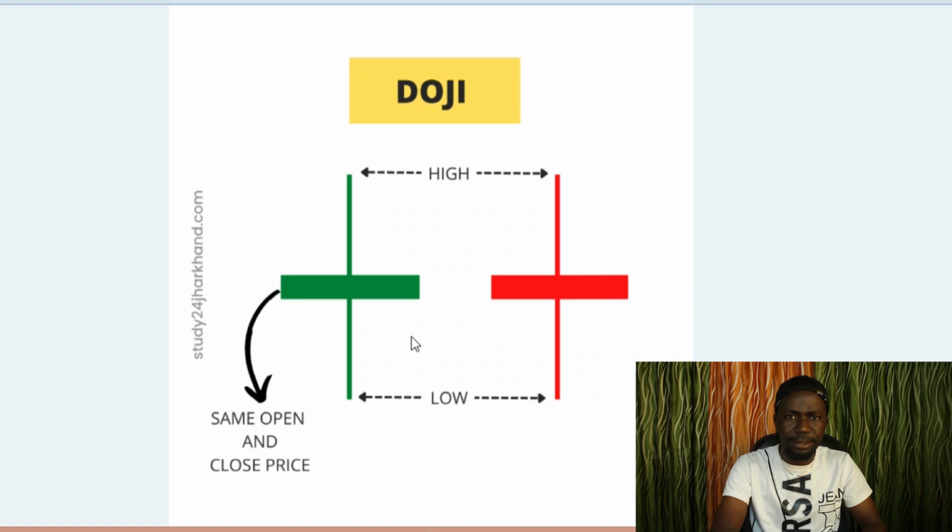Doji, right? So when a big green candlestick is formed, it means that the bulls have taken over. The buyers have stepped in and they are going to push the price up. So Doji means indecision. In this period, you don't have to do anything. So this is how the candlestick pattern works.